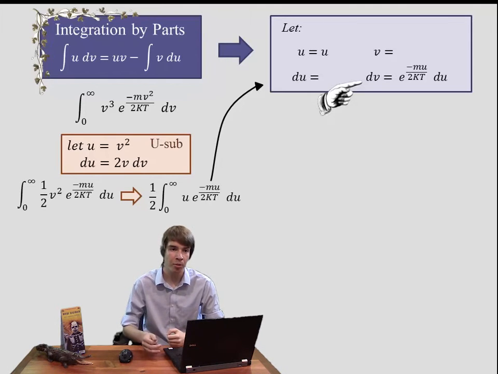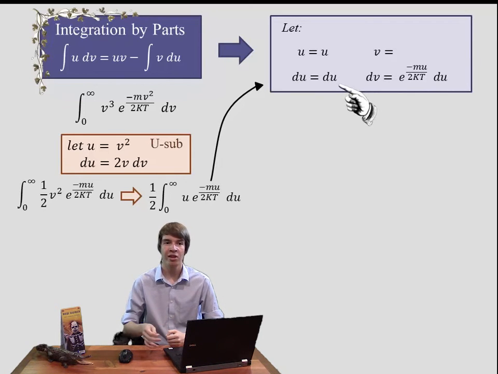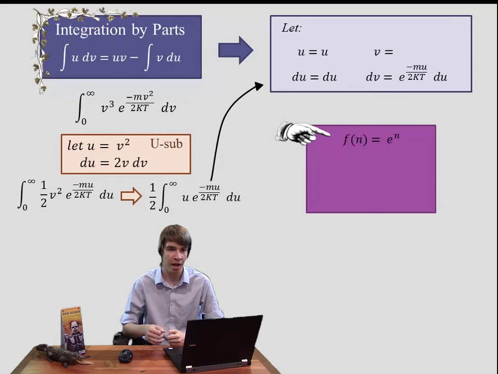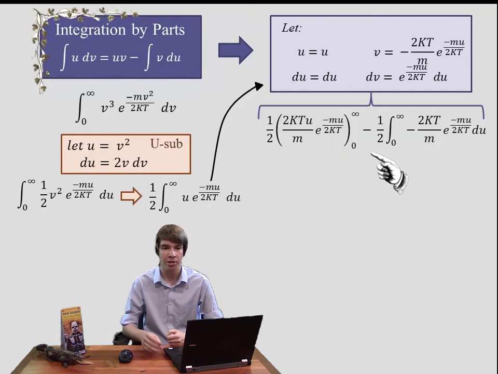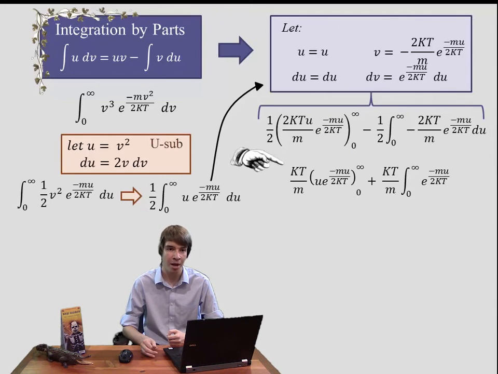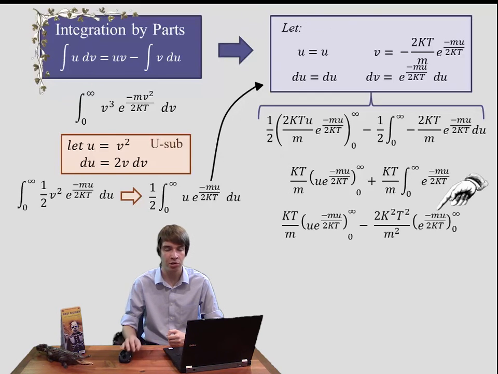Now before we can perform integration by parts, we need to find v and du. Du is easy, it's just du. To find v, we need to do just a little bit more work. If you remember, the derivative of e to the n is the derivative of n times e to the n. So the integral of e to the n is 1 over the derivative of n times e to the n. We can apply this to dv and plug back into the integration by parts formula. Because negative 2kT over m is a constant, we can pull it out and then integrate.